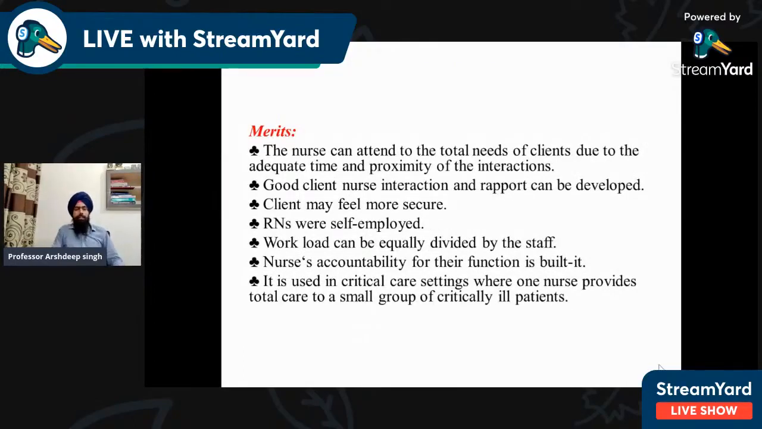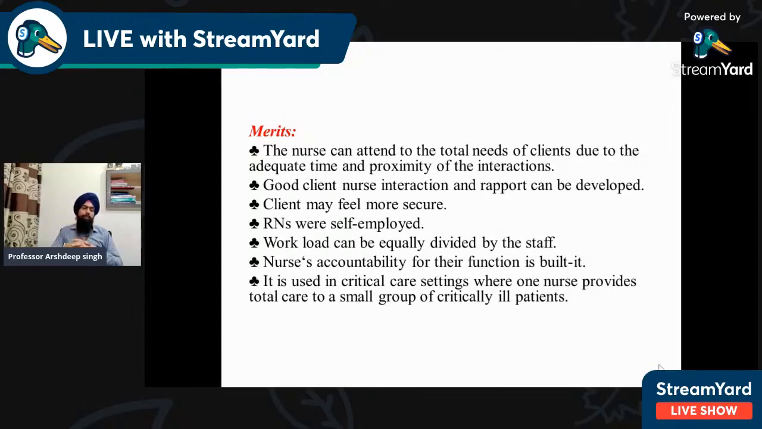Next are some of the merits of this method. A nurse can attend to all the needs of the client due to the adequate time and proximity of interaction. The total number of patients the nurse has to serve is less, so that will increase the effectiveness of patient care. Second, good client-nurse interaction and depth can be developed because only one or two patients at maximum are assigned to the nurse, so their IPR can be built in an effective manner.